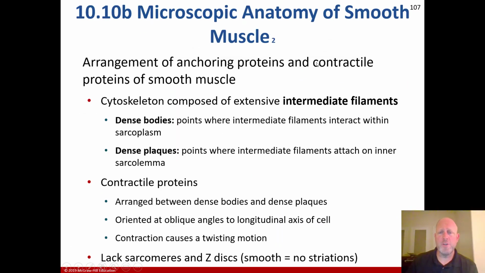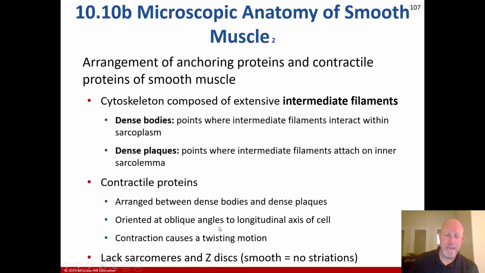The arrangement of anchoring proteins and contractile proteins of smooth muscle. The cytoskeleton is composed of extensive intermediate filaments. The dense bodies are the points where the intermediate filaments are interacting within the sarcoplasm. The dense plaques is where the intermediate filaments attach on the inner sarcolemma. The contractile proteins are arranged between dense bodies and dense plaques.